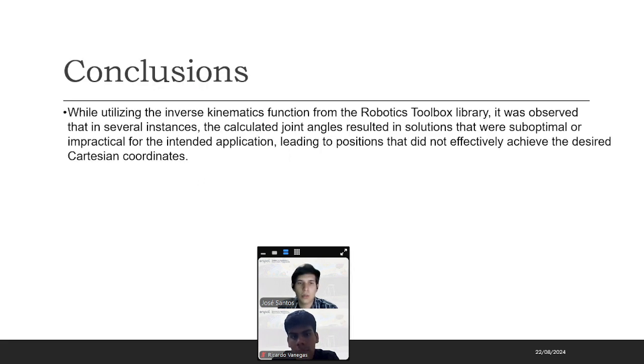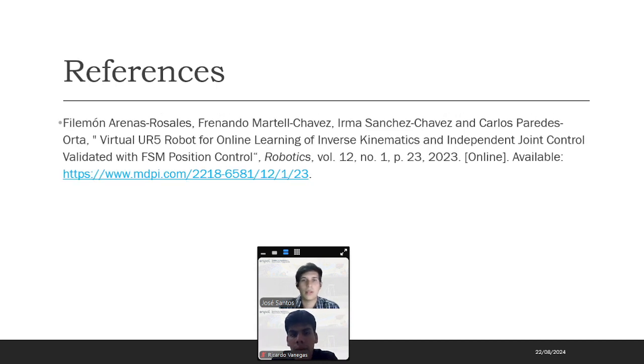And as a conclusion, we are using the inverse kinematics function from the Robotics Toolbox, but we think that it gives us suboptimal joints, and we can achieve the exact Cartesian coordinates, but now we know that the issue is the reference system. So here is our reference where we learned about this. That's all. Thank you.